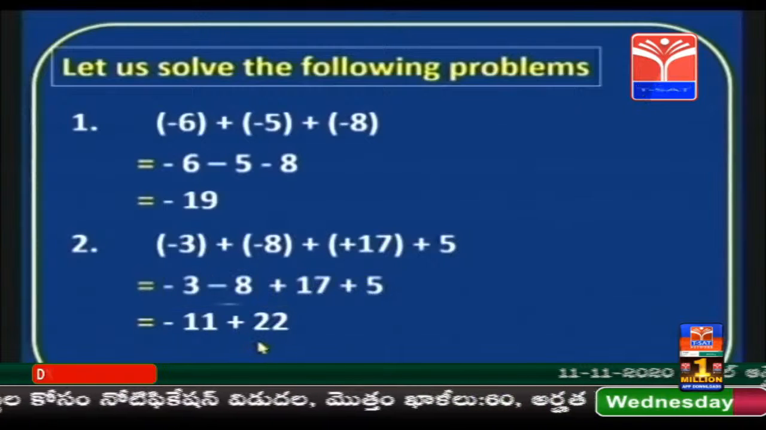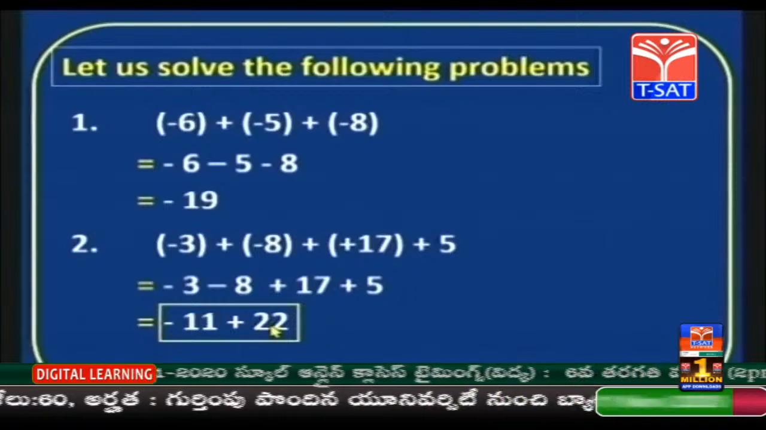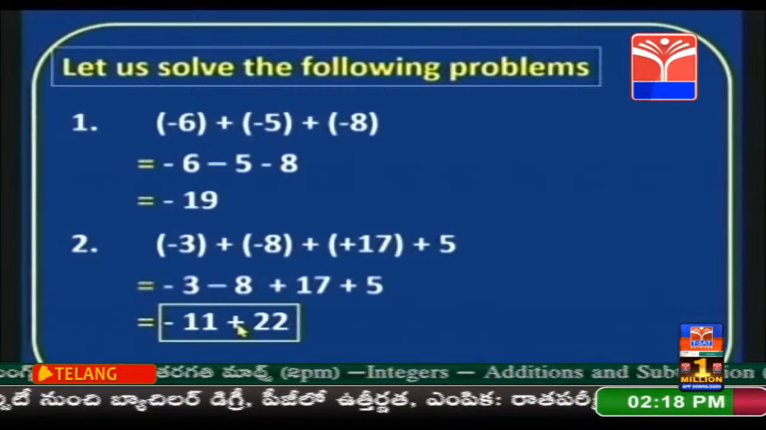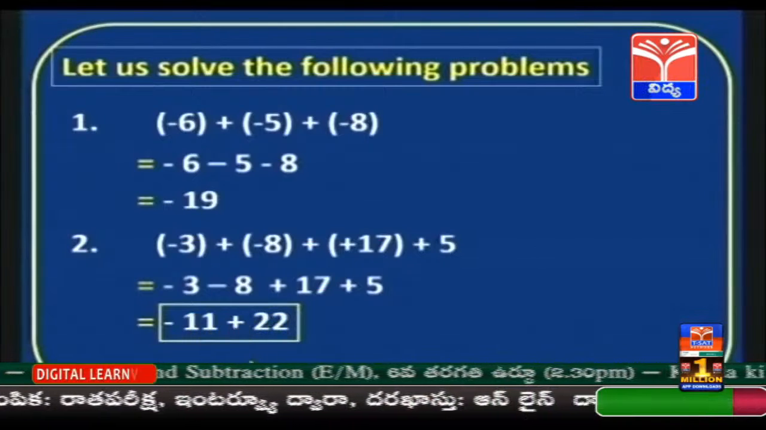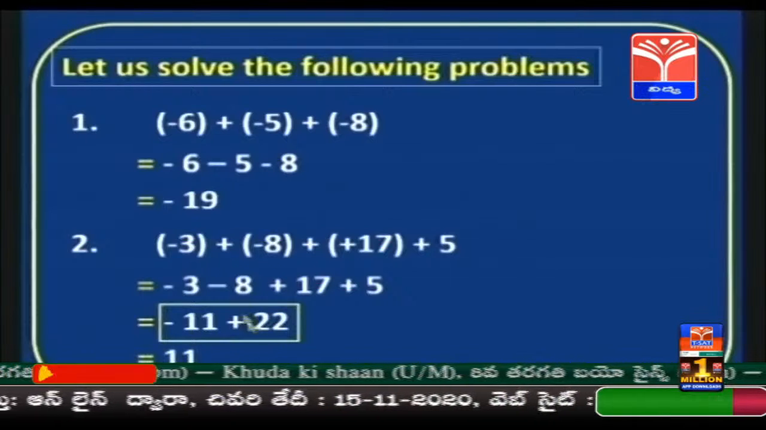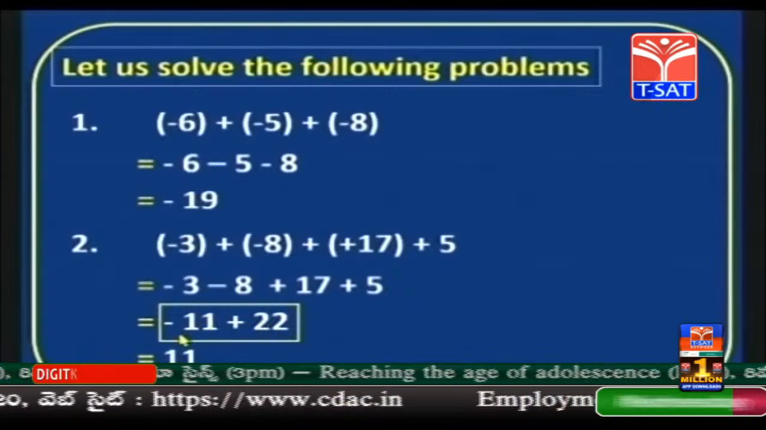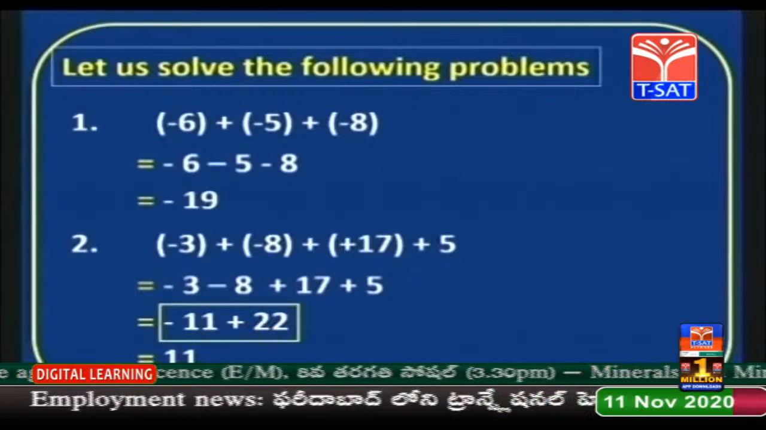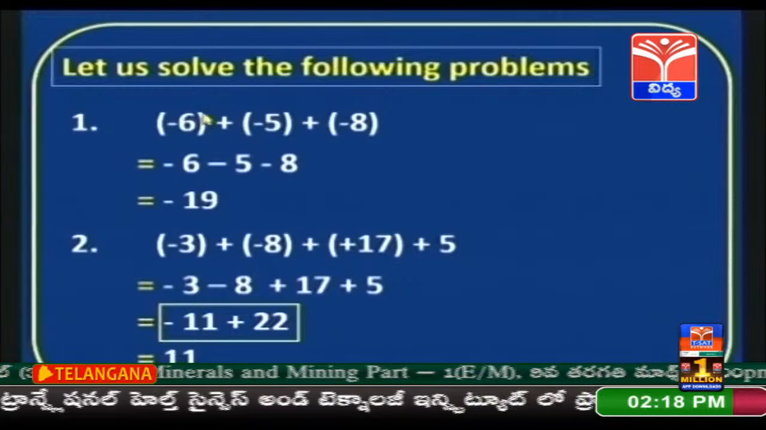Now I am making another group here. These both have different sign. When numbers are having different sign, what you have to do? We have to do subtraction. 22 minus 11 is 11. Greater number is having positive sign. So the answer is 11. So here both the integers are having different sign. We have to find the difference, means we have to subtract and we have to take the sign for the greater number. So answer is 11. See children, these are the examples for addition.